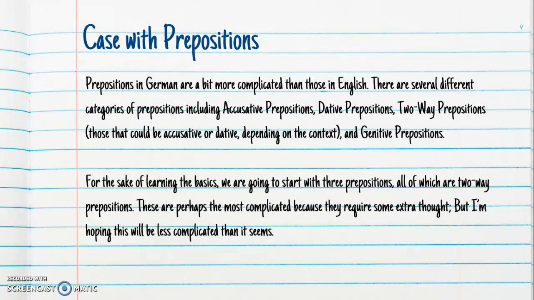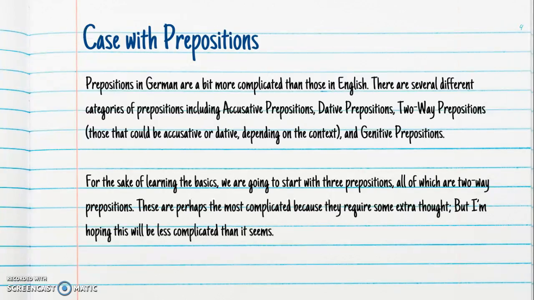Now, with prepositions in German, we have different cases, obviously, and there are prepositions that use certain cases. So it's a little different than English and possibly a little bit more difficult. There are several different categories of these, and the first is accusative prepositions, which only use the accusative case, dative prepositions, which only use the dative case, two-way prepositions, and these could be either accusative or dative. It depends on what you're trying to say. And then we have genitive prepositions, which use only the genitive case, and you guys haven't learned that yet and won't learn it for a while.